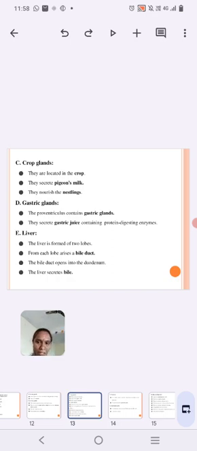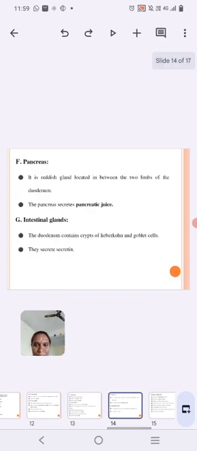The next one is the gastric gland. The proventriculus contains gastric glands. They secrete gastric juice containing protein digestive enzymes like pepsin, renin, and protease. The next is the liver. The liver is formed of two lobes. From each lobe arises a bile duct. The bile duct opens into the duodenum. The liver secretes bile juice containing bile salts. The next one is the pancreas. The pancreas is a reddish gland located between the two limbs of the duodenum. The pancreas secretes pancreatic juice.